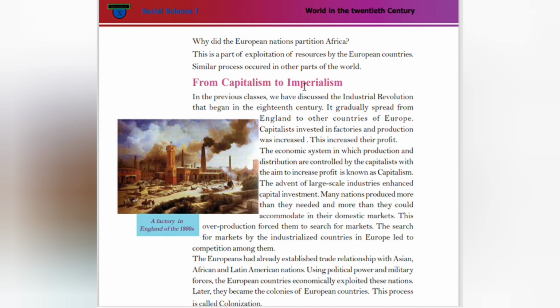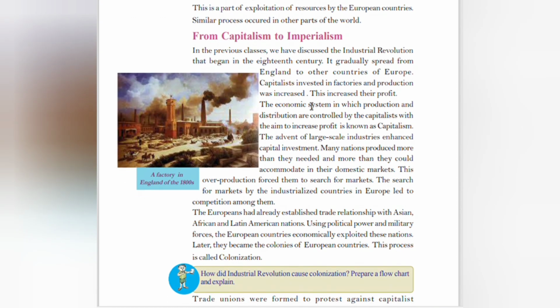A similar process occurred in other parts of the world, from capitalism to imperialism. In the previous classes, we discussed the Industrial Revolution that began in the 18th century and gradually spread from England to other countries of Europe. Capitalists invested in factories and production increased. This increased their profit. The economic system in which production and distribution are controlled by the capitalists with the aim to increase profit is known as capitalism.